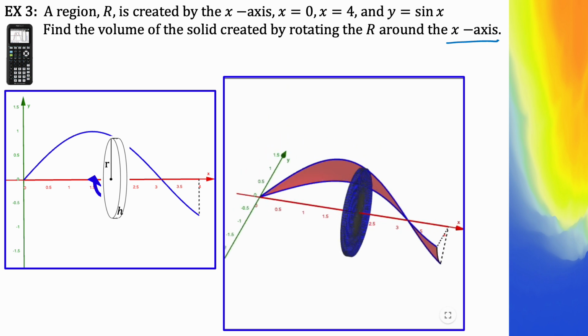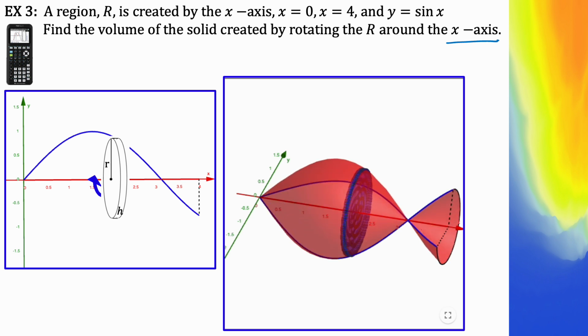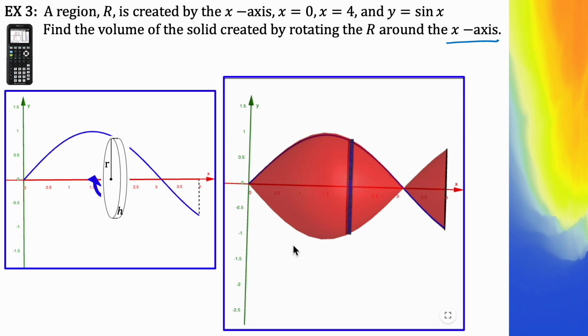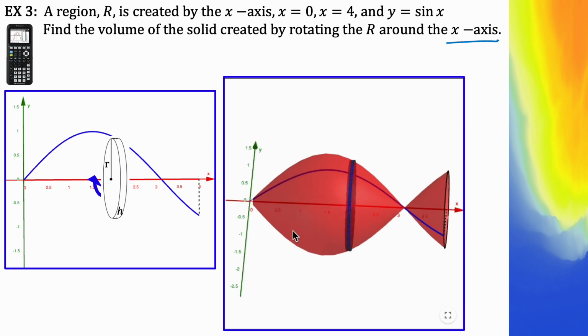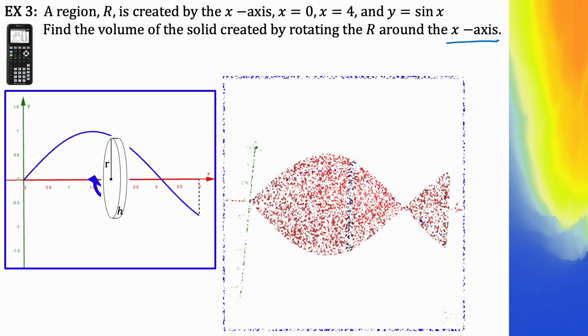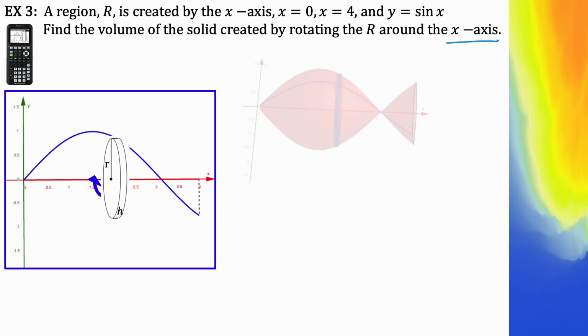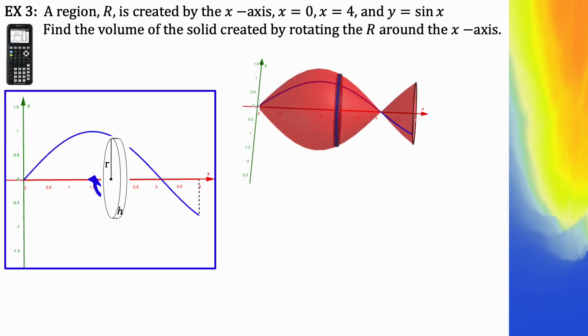There we go. Whoa. Look at that, I got like a fish. It's like a sine fish. And we don't have a volume of that in geometry. So we're going to have to use calculus to find this.